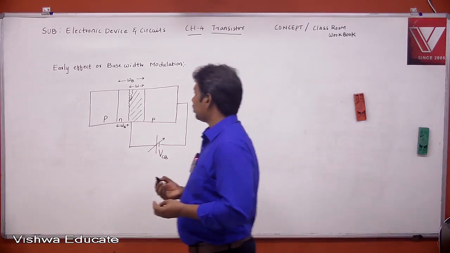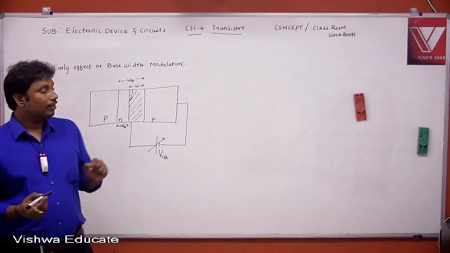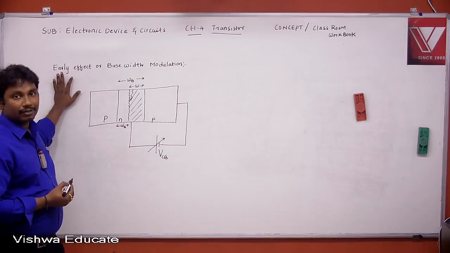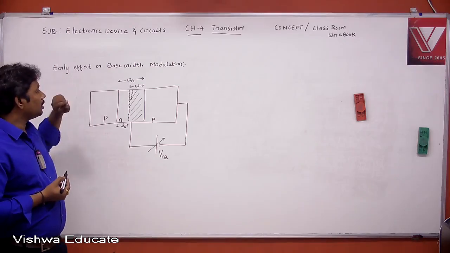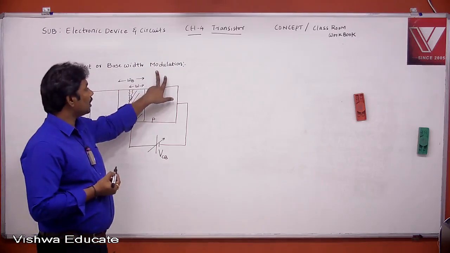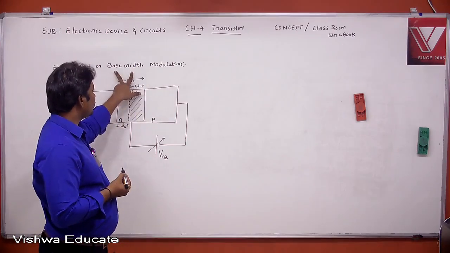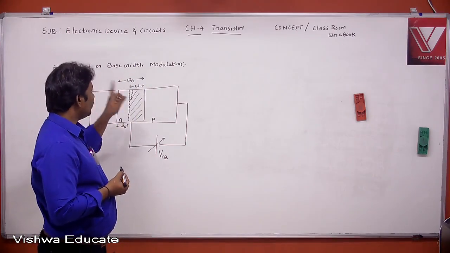See, early effect or base width modulation. First of all, why is it named early effect? Because it was proposed by James Early. That's why it is named early effect, or base width modulation. Modulation means change. Which one changes here? Base width changes. Why does the base width change?